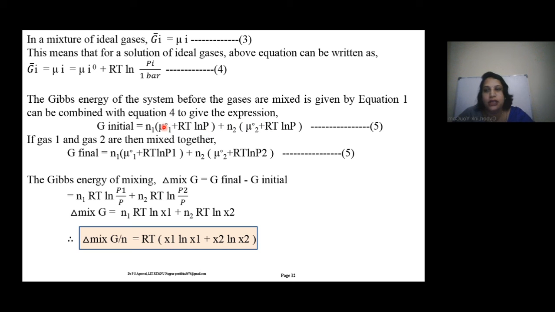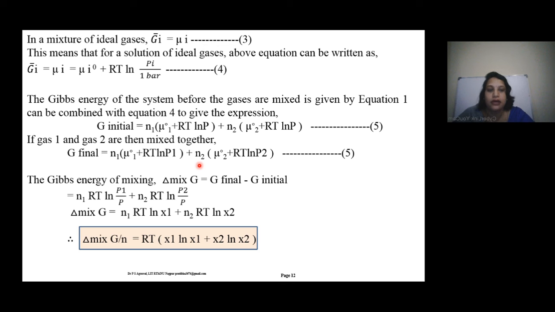When they are mixed together, the final Gibbs free energy should be equal to N1 mu1 0 plus RT ln P1, and this will be P2, because they will exert partial pressures, P1 and P2. So we have to replace P, when they are mixed, by the partial pressures P1 and P2 exerted. When they are mixed, we know that P is equal to P1 plus P2.